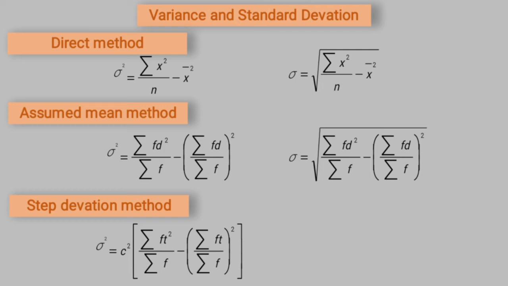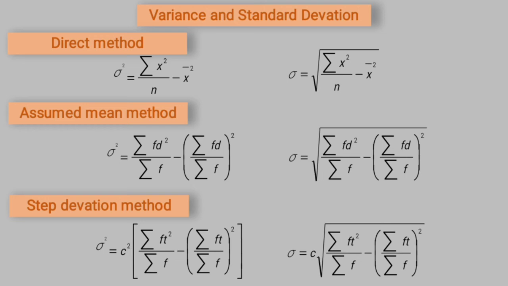So you will get c square of sigma ft square. You have to be careful here. X is changed to d first and d is changed to t. So you will get sigma ft square by sigma f minus sigma ft by sigma f the whole square. And the same as we know, for the standard deviation, we have to take the square root.